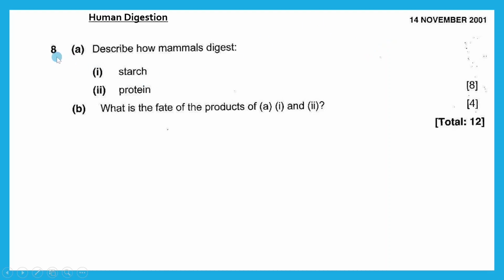This question was question 8 from section B of paper 2. 8A says: describe how mammals digest (i) starch and (ii) protein. And B: what is the fate of the products of A (i) and (ii)? For describing starch and protein, you get 8 marks. For stating the fate of the products of starch and protein, you get 4 marks. In total you acquire 12 marks. So let us start right away.